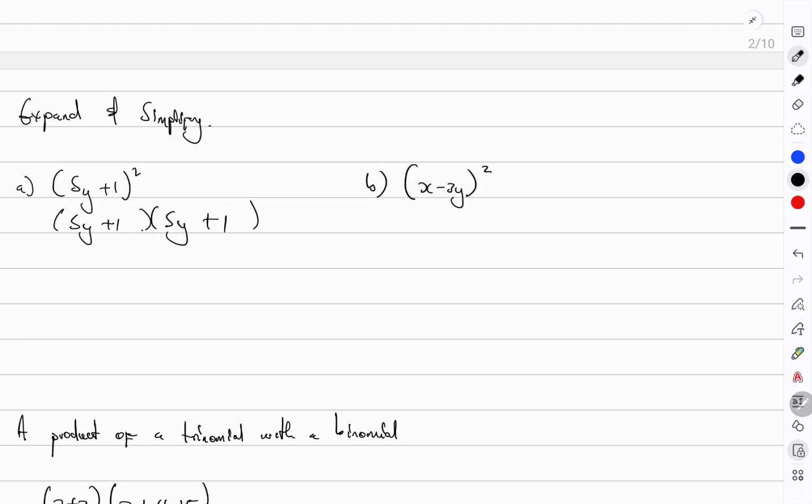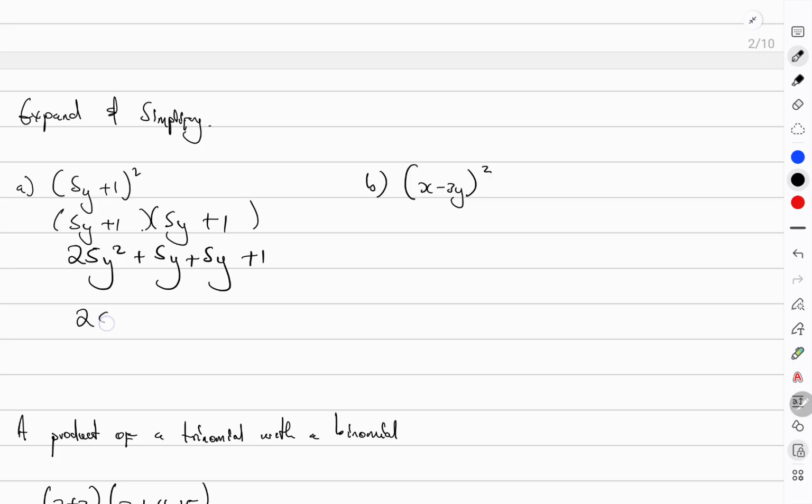Then I'm going to use the distributive law because I cannot use BODMAS as I'm having unlike terms inside the bracket. The 5y will multiply the 5y, the very same 5y will multiply the 1. The 1 will multiply the 5y, the very same 1 will multiply the 1. Therefore, it means I'm going to have 5y times 5y, which is going to give us 25y squared. 5y times 1, which is going to give us 5y plus 5y plus 1. These two are like terms because they have the same letter and the same power. Therefore, it means I'm going to have 25.